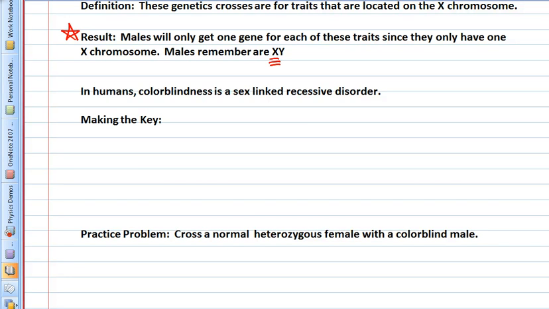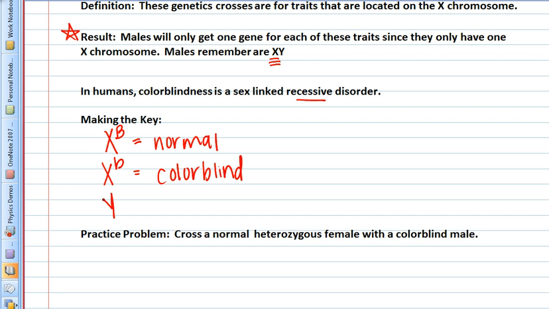One such trait is whether or not you are colorblind. Colorblindness is a sex-linked recessive disorder. That means as we make the key, there are 3 separate chromosomes that can get passed on. There can be X big B, which would code for normal vision, because remember, colorblind is recessive. There could be X little b, which would be a colorblind gene, or we could pass on the Y.